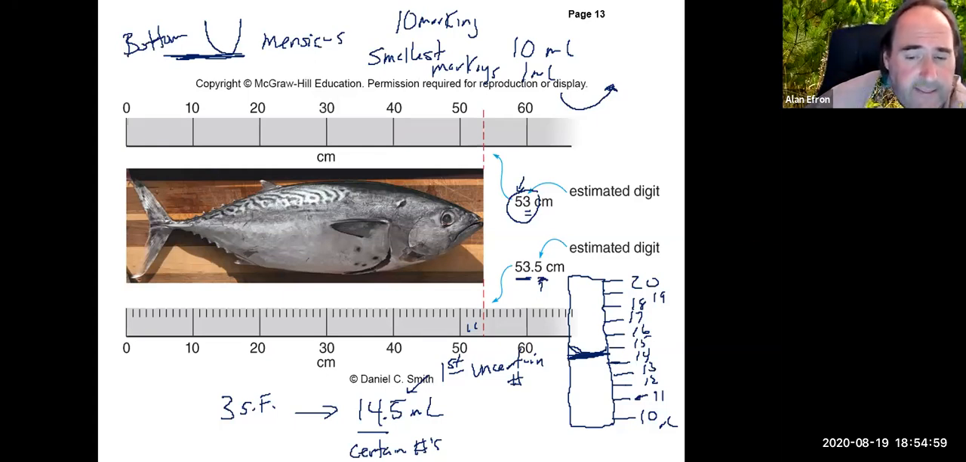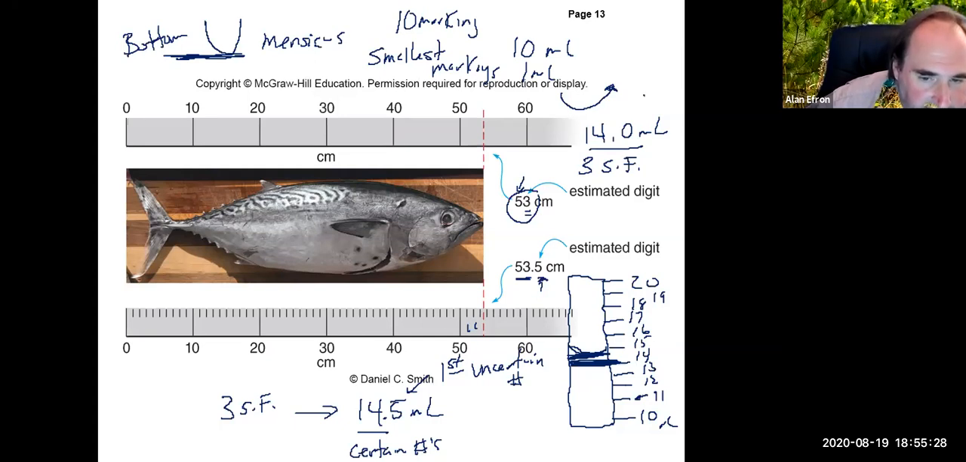This also means that, for example, if we went back to this scale here, and let's just say that our measurement was dead on the 14. When you record it, you should record 14.0 milliliters, because this number has three significant figures. You're able to record to that decimal point based on the scale that's here. And that means that the uncertainty lies here.